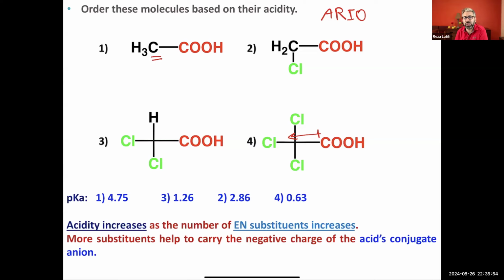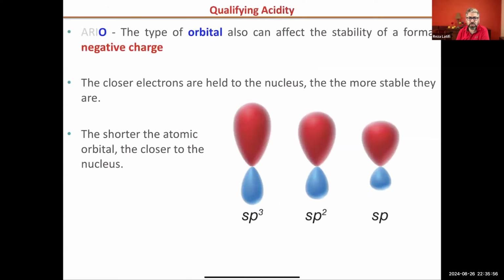Now let's follow the last letter, which is orbital. Should I be worried, or should I care, about the hybridization of the atoms that are dealing with the negative charge? And why should I bother to know the hybridization for it?